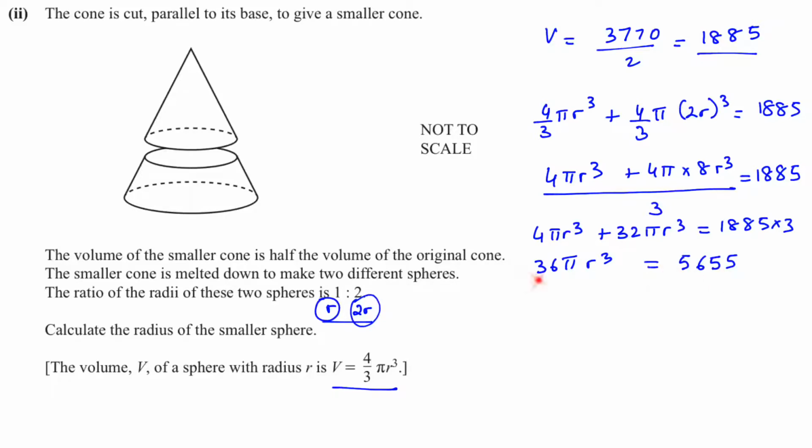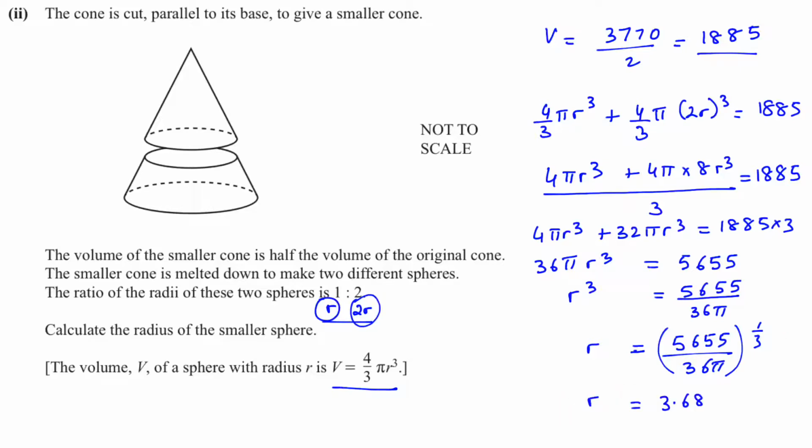Divide 5655 by 36 pi. We want to find r, so this answer we will write it 5655 divided by 36 pi. We'll find the cube root of it. Because there's a 3 there, cube becomes cube root. So R is equal to 3.68.